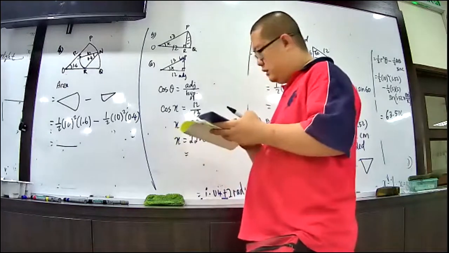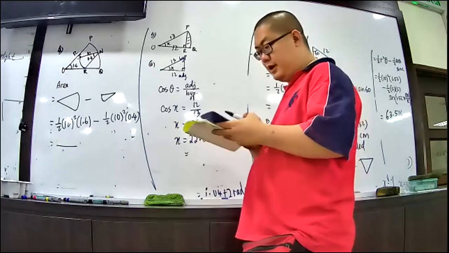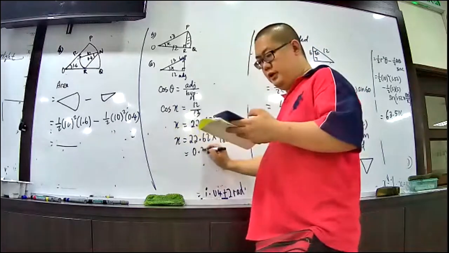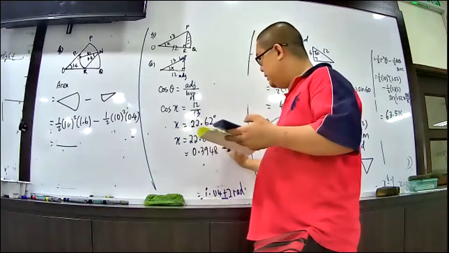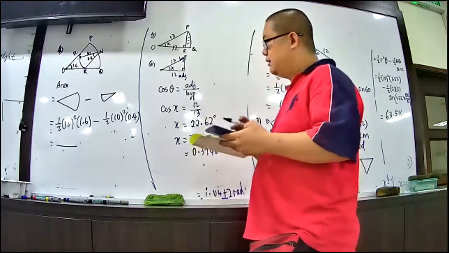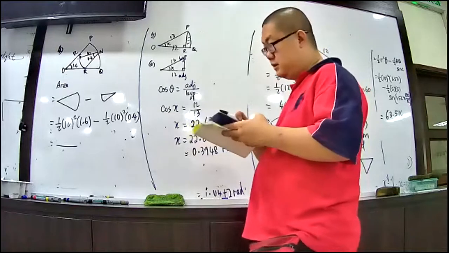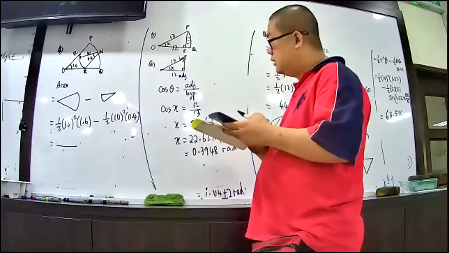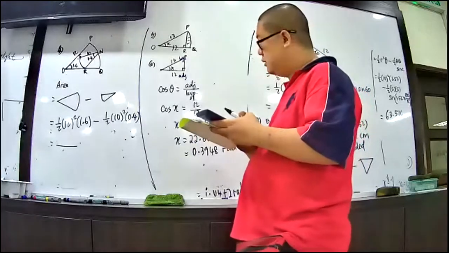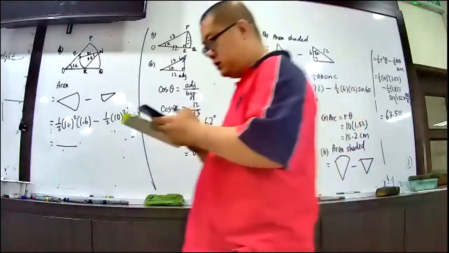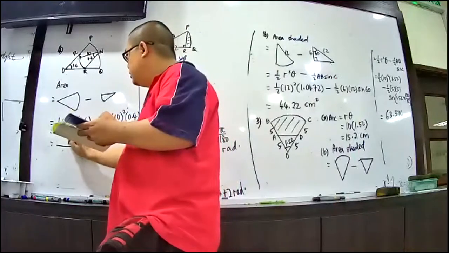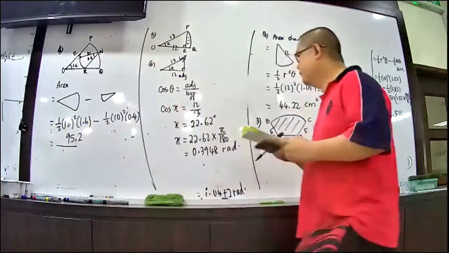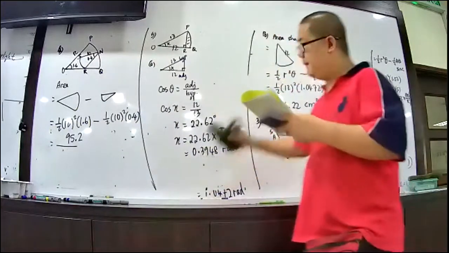I want to convert it into radian form, so pi over 180. So 22.62 divided by 180 times pi, the answer is 0.3948 radian. B.